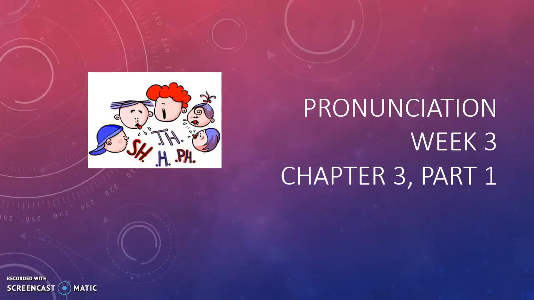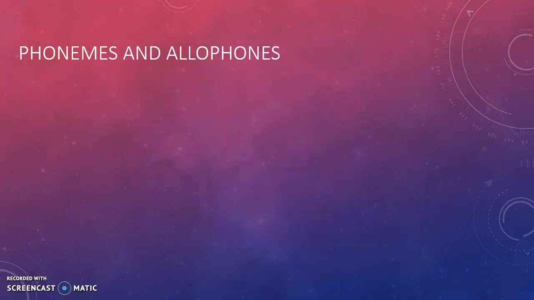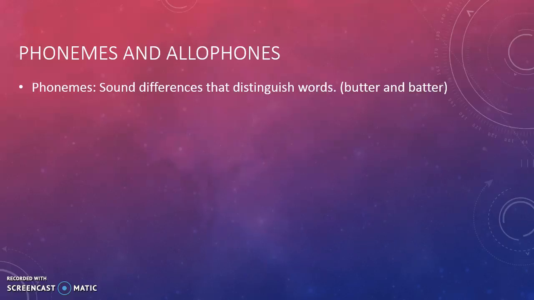This chapter, as you know, deals with the consonant system, one of the two parts of the sounds of the English language. The first concept or set of concepts that we have in the chapter is phonemes and allophones. We have the concept that a phoneme refers to the sound differences that distinguish words. For example, the vowel sound in the words butter and batter, okay? Depending on which sound you pronounce, you're going to get a different thing or a different concept.